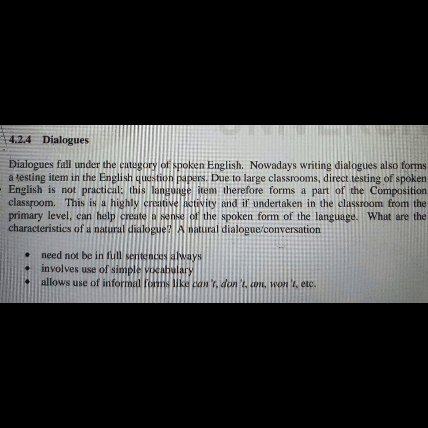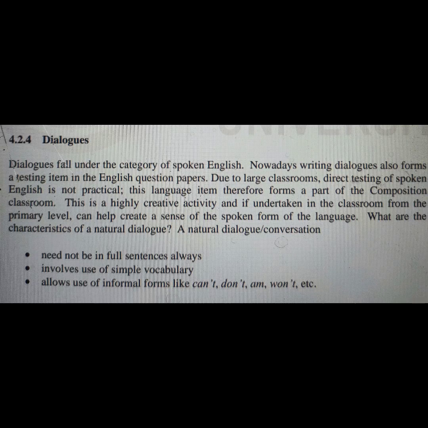5 p.m. Dialogues. Dialogues fall under the category of spoken English. Nowadays, writing dialogues also forms a testing item in the English question papers. Due to large classrooms, direct testing of spoken English is not practical. This language item therefore forms a part of the composition classroom.